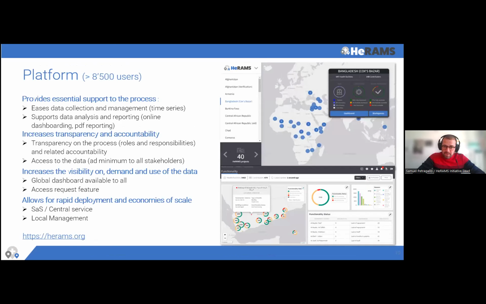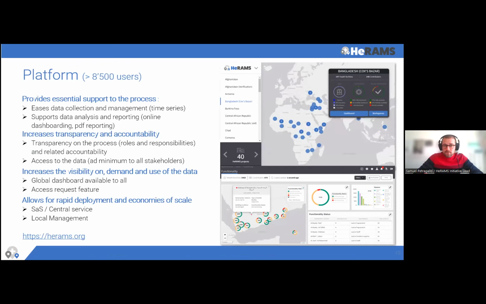As I mentioned, part of the service package that we're developing to support countries that want to implement HIRAMS is the platform. It's a very important aspect of the initiative, because obviously implementing such a process at the country level is really challenging. There are on average dozens, if not hundreds of data contributors, sometimes that all need to be able to contribute asynchronously to the system.